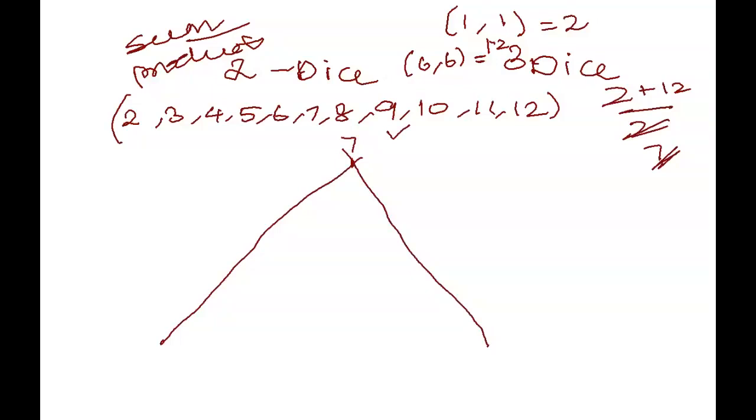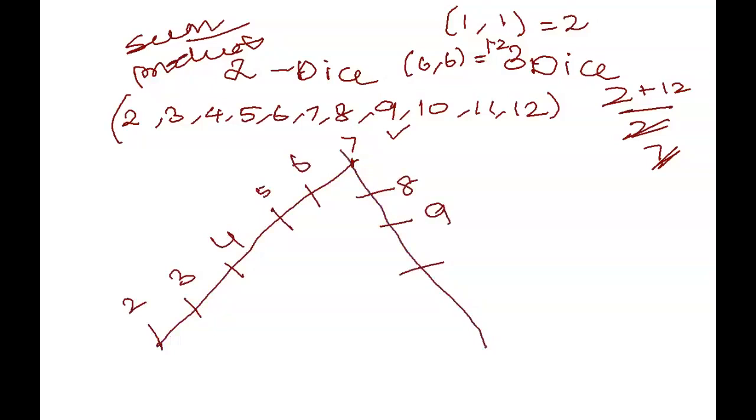So the minimum sum is going to be 2, then 3, then we have 4, 5, 6, 7, 8, 9, 10, 11, and 12. Got it? So the sum goes from 2 up to 12. So what is the probability of getting the sum as 2? Both dice must show 1, 1. So what is the number of possibilities? If 1, 1 comes, the total sum we get is 2.